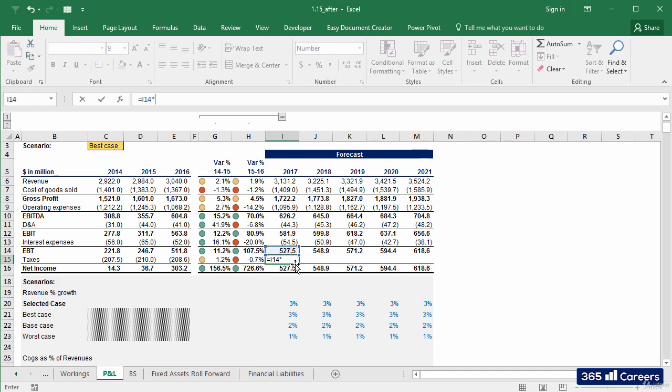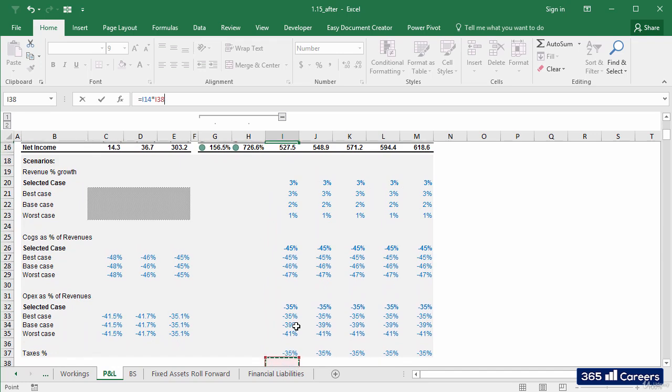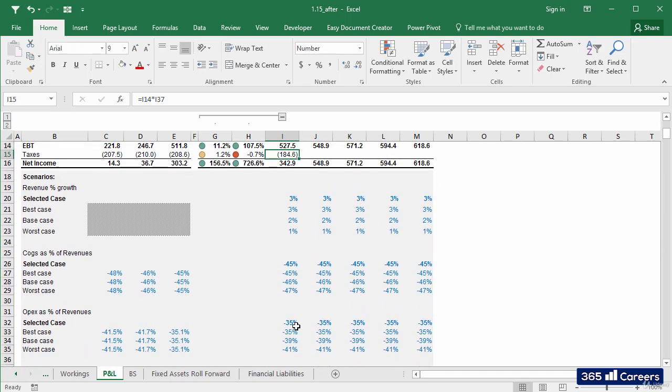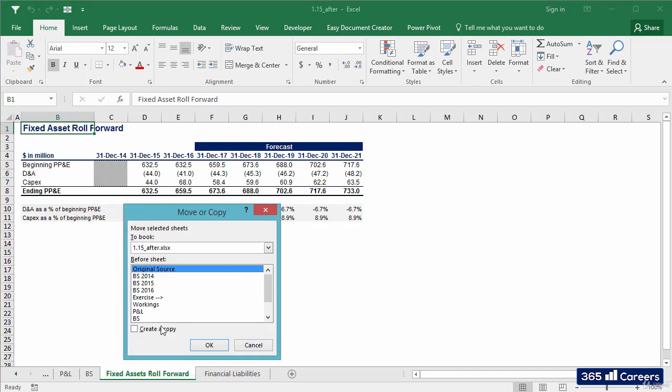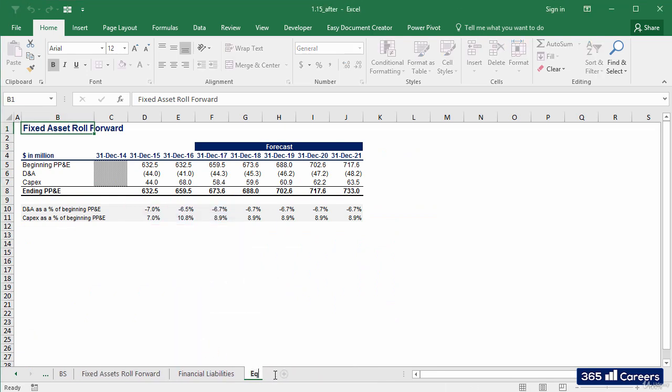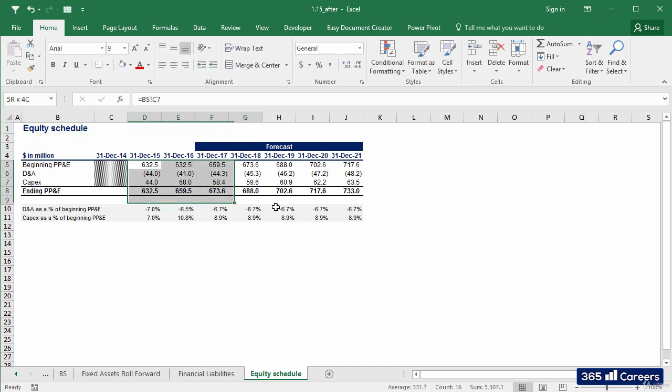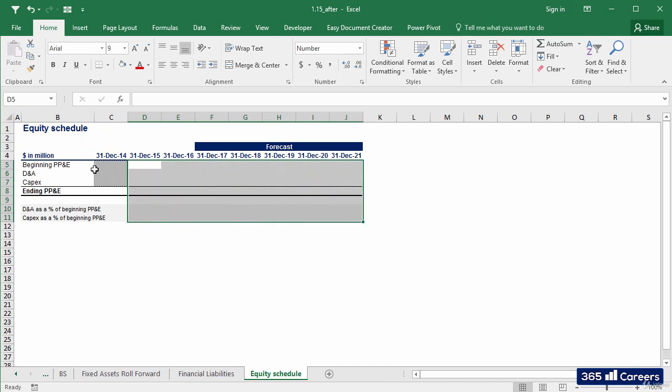I'll multiply this figure by EBT, and we'll obtain the forecast for the firm's taxes in the next 5 years, which ultimately completed our income statement. Great! Let's copy the fixed asset roll forward sheet one more time. I'll rename the sheet Equity Schedule. And we'll delete all numbers.